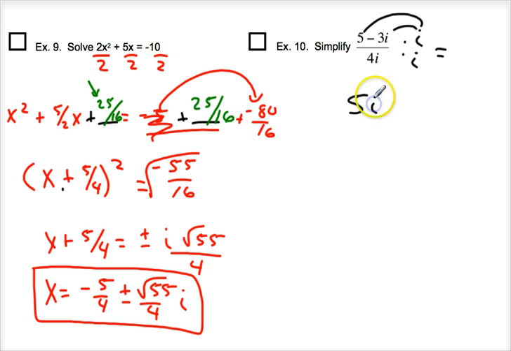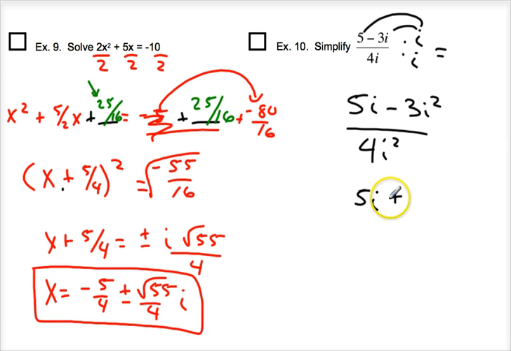So you'd have 5i minus 3i squared, and then you'd have 4i squared on the bottom. Now you've got to change your i squareds, make them negative 1s, or just change the number. So it'd be 5i. Instead of minus 3i squared, that's just plus 3. And instead of 4i squared, that's negative 4.